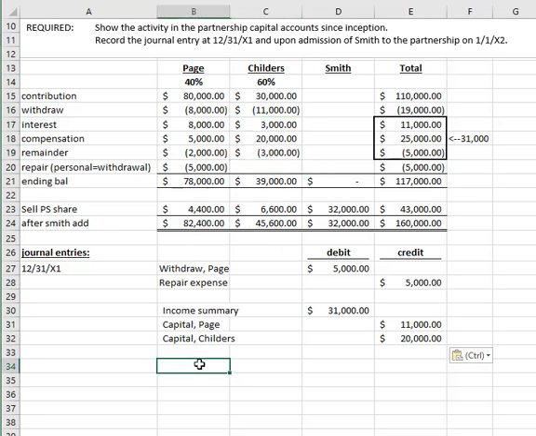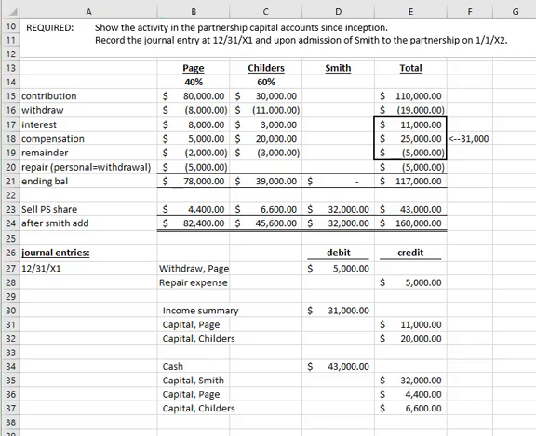And now we have to do the journal entry to admit the new partner. So let's do that now. So we're going to record the cash that Smith is bringing in, and we're going to give Smith the $32,000 that we calculated, and then the bonus to the existing partners based on their 40-60 split of the difference between the cash and what Smith is entitled to as his percent of the equity of the partnership, or the capital of the partnership. So there you go. Move on to the next one.